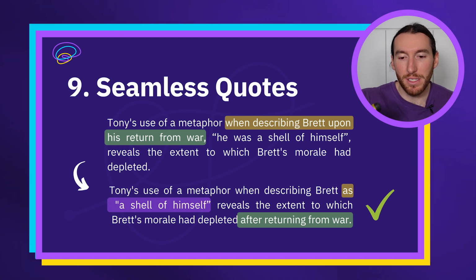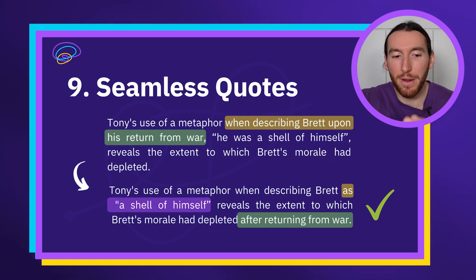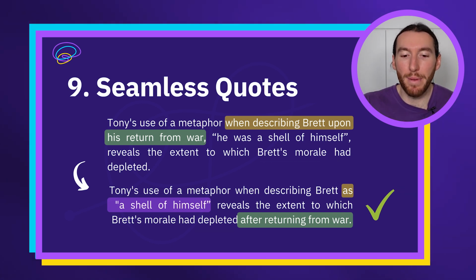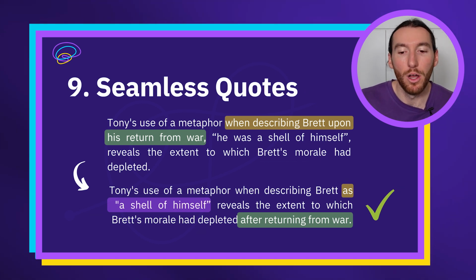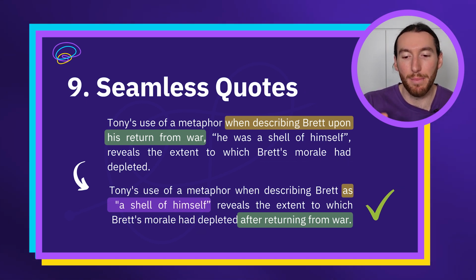Okay, so does everyone see on the slide here, this example? So we had the original one where it's a little bit clunky, right? We had the comma. Now look at how we've reworked it. Tony's use of a metaphor when describing Brett as a shell of himself reveals the extent to which Brett's morale had depleted after returning from war. What have we done to the quote to make this flow?